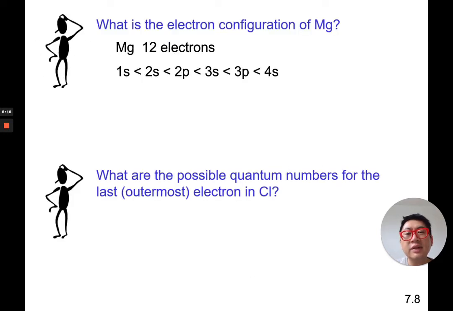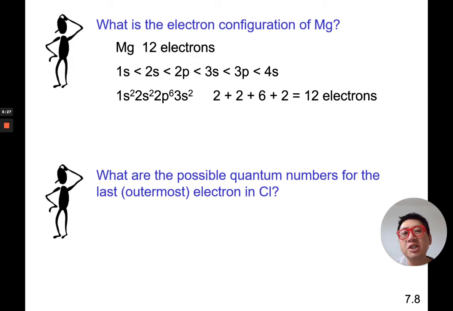So they go in that order: 1s2, 2s2, 2p6, 3s2. There is a shorthand for some of these that we write. To check that this is magnesium, 2 plus 2 plus 6 plus 2 is 12 electrons. Magnesium can also be abbreviated as neon 3s2.